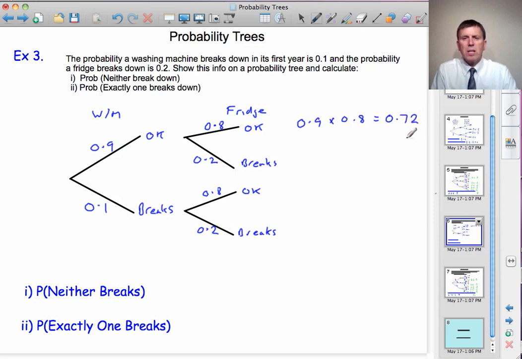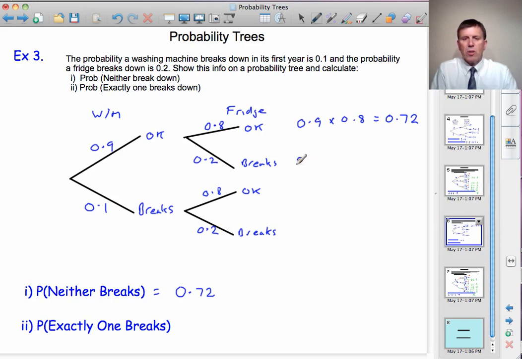Bear in mind, probabilities can never be bigger than 1, so if you get the point in the wrong place, that can be a warning. So the probability neither breaks is equal to 0.72. Now we'll find the probability that exactly one breaks. So how do we get exactly one breaking? It means that the washing machine is okay and the fridge breaks, or the washing machine breaks and the fridge is okay. So it's these middle two probabilities I need to calculate and add together.